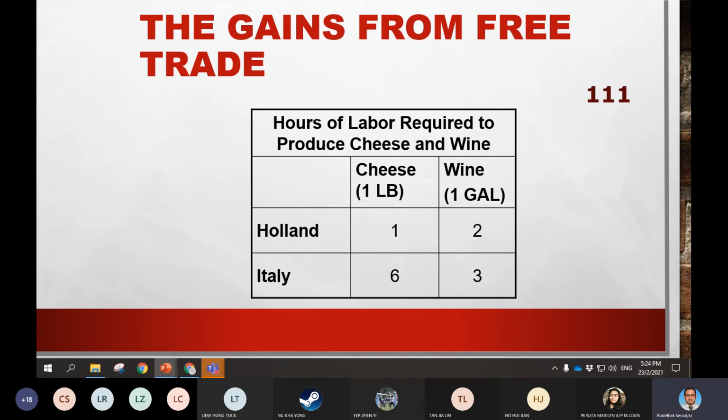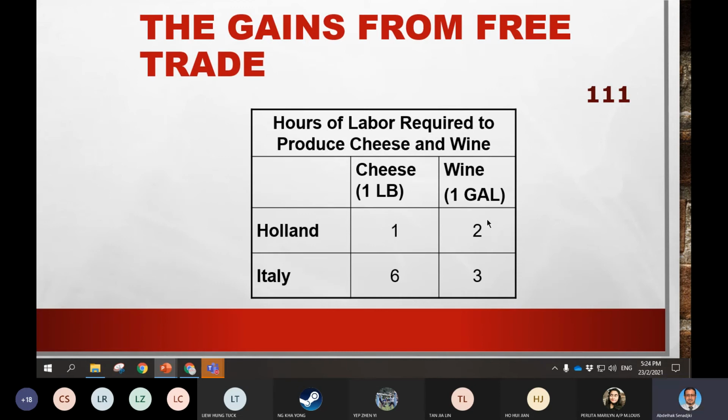So comparative advantage should be a bit different. Holland has a comparative advantage over Italy in producing cheese. Why? Holland's cost of cheese production in terms of hours of labor used is half its cost of producing wine, so 1 divided by 2. In order to produce one cheese, it needs to forgo 2 gallons of wine.